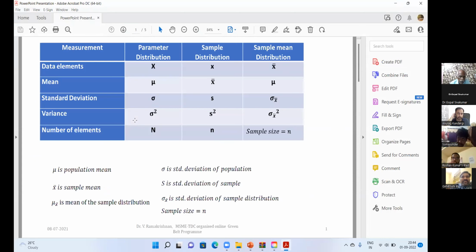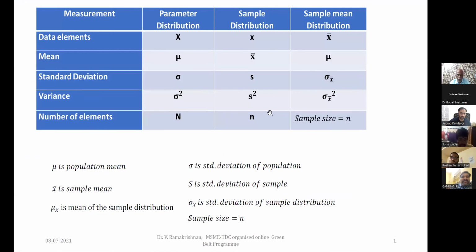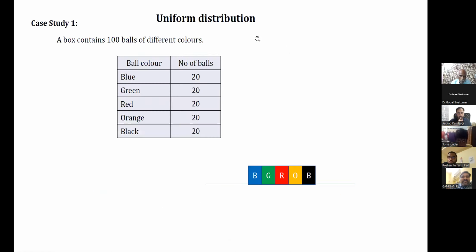Are you seeing the screen? This is about the normal distribution. This is for population. This is for sample. This is for number of samples, right? Sample mean distribution. Are you able to understand these three? Yes or no? Now, if it is not following normal distribution, you will know how it is following or not following, right?